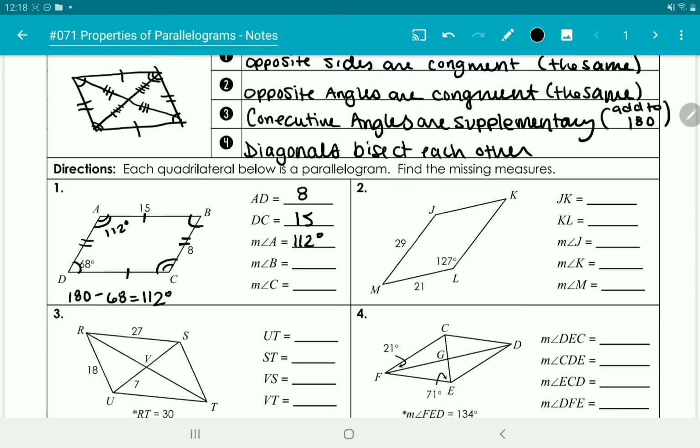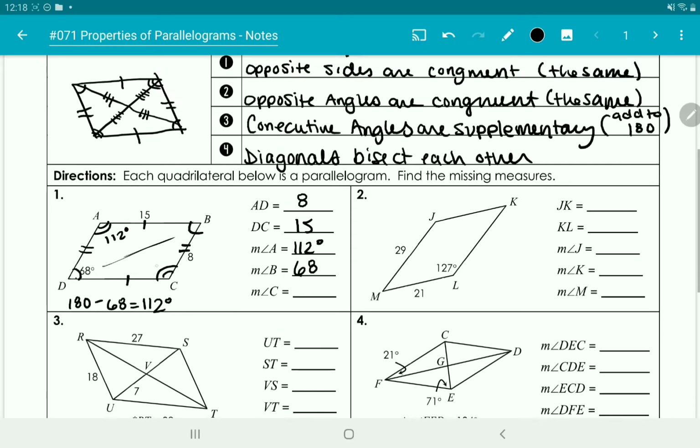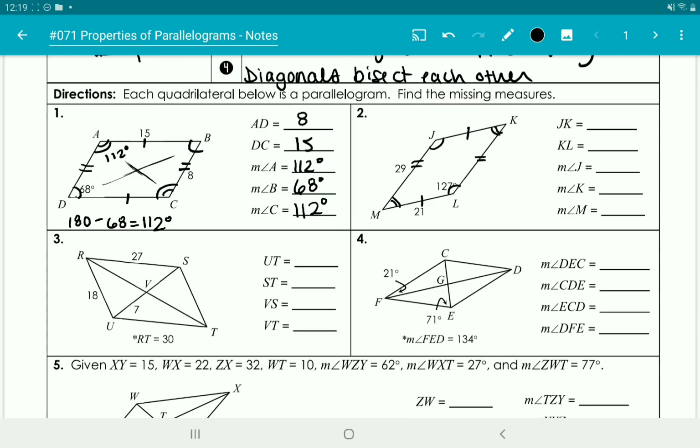Okay? So angle B only has 1 tick mark, so it's going to be the same as this one over here, the one opposite it, like that. So it's going to be 68 degrees. And angle C has 2, it's going to be the same as this one opposite it, 112 degrees. Okay? So I want you to try the next one on your own. The ones across from each other are the same. The angles that are not the same as one another, that are not straight across from one another, add to 180. So go and pause and try number 2 on your own.